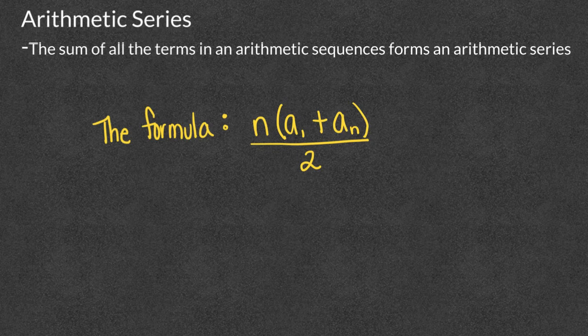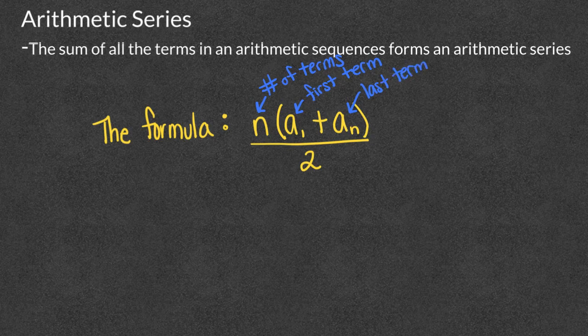Now with this formula, we need to understand the notation in the numerator and what it all means. The n at the very beginning represents the number of terms in the sequence that they're adding. The second piece of information we need to know is a sub 1, which represents the first term in the sequence. A sub n represents the last term of your arithmetic sequence.